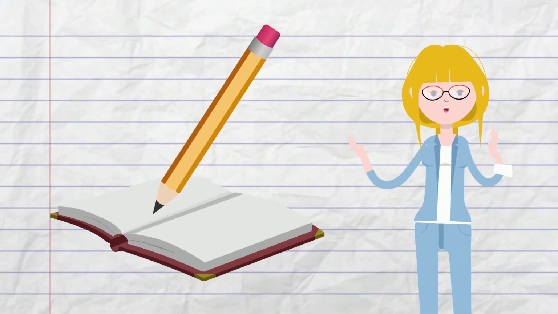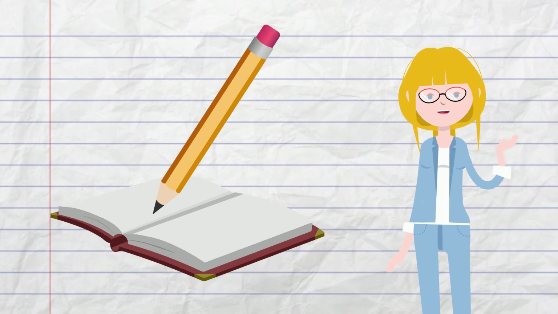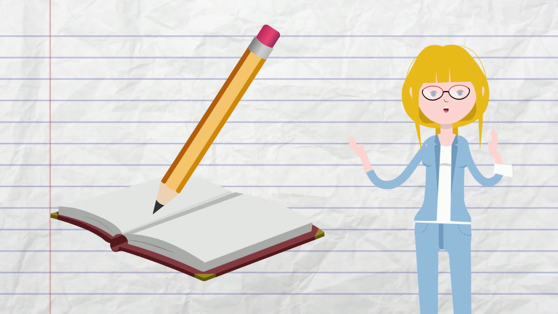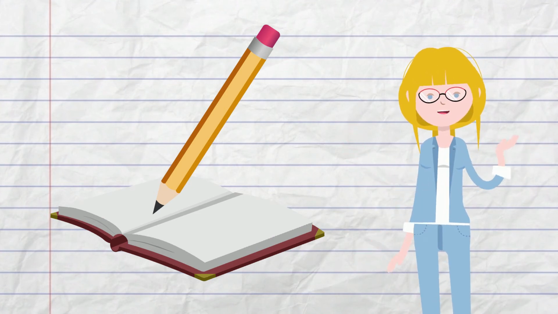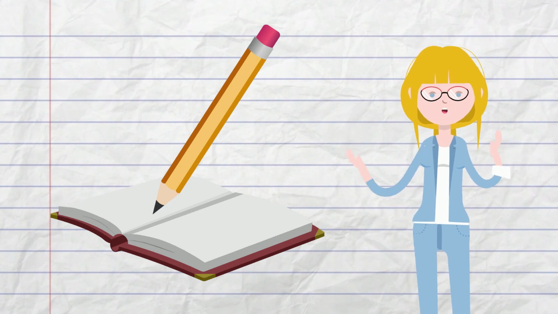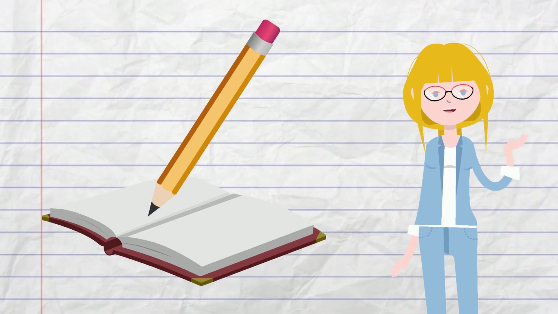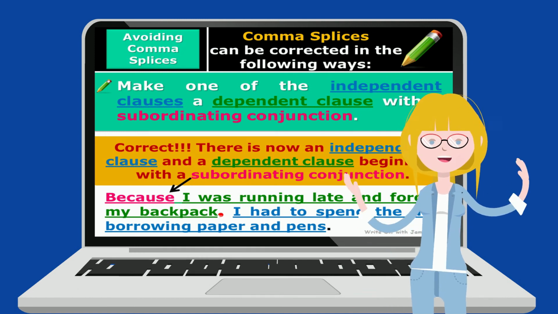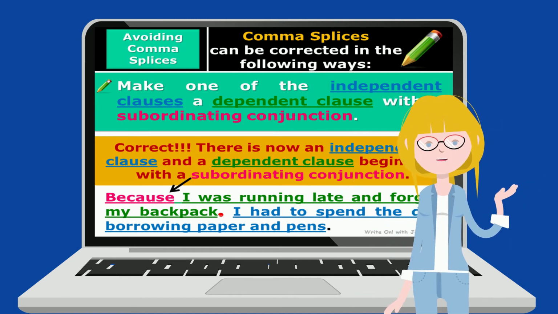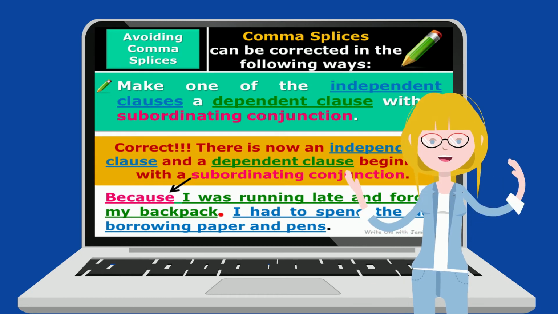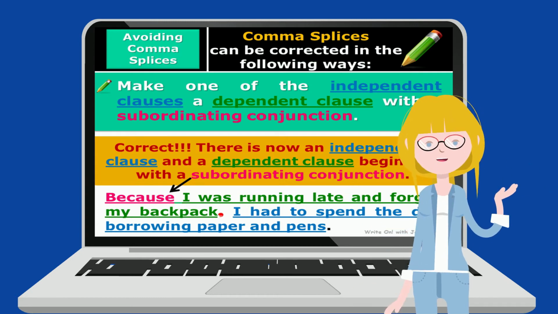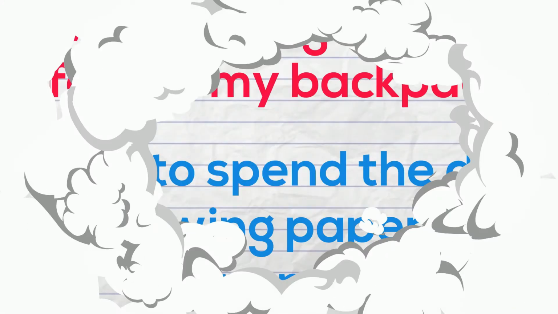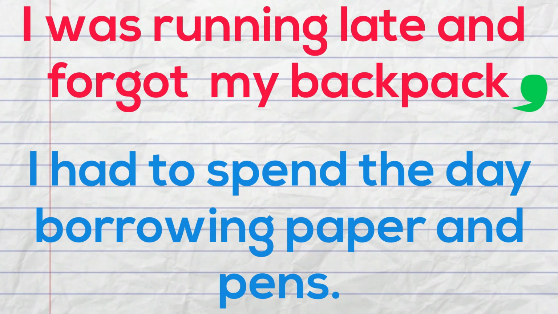Because this method is a more advanced way to correct a comma splice, it will add to your writing sentence fluency and showcase your command of conventions. Still another method to correct a comma splice is by making one of the independent clauses a dependent clause with a subordinating conjunction. And here's our comma splice. I was running late and forgot my backpack, I had to spend the day borrowing paper and pens.